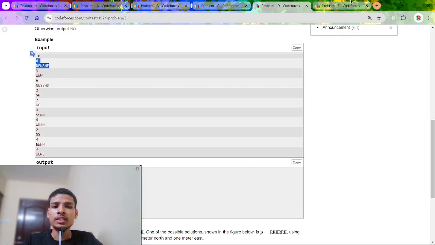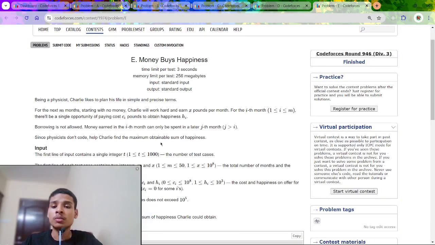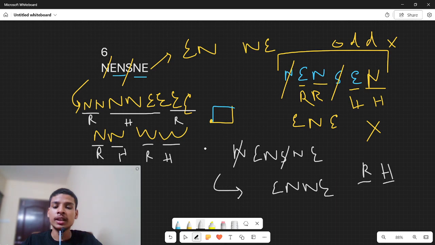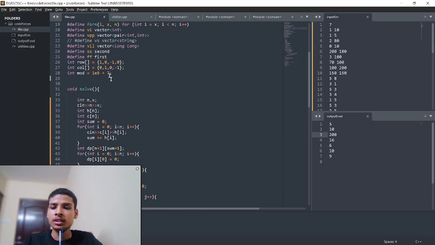So let me now discuss the last problem. That is problem number 3. This is a DP problem, and I cannot explain a DP problem on this whiteboard. So I will show you the code and try to explain the code itself. Okay, so this is the code.